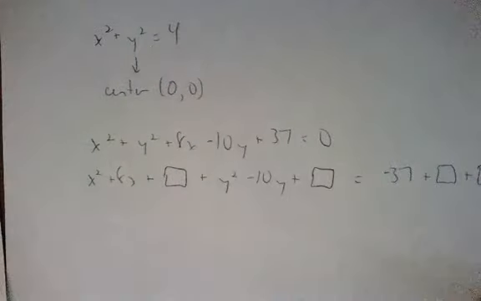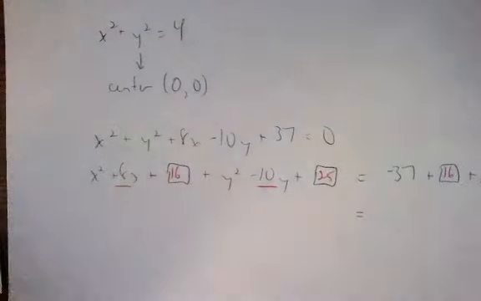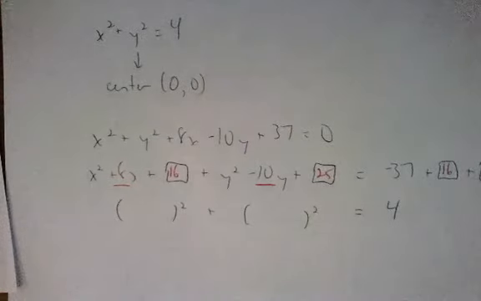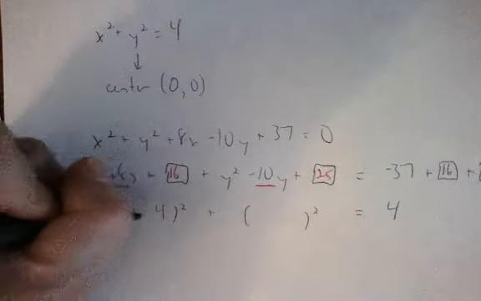Positive 37 moves to the other side, becomes a negative 37. 2 boxes were opened on the left, keeping it balanced. 2 boxes need to be opened on the right. Completing the square on the 8. Cut the 8 in half, 4, multiply by itself. 4 times 4 is 16. Put 16 in each box. The negative 10, cut in half, is negative 5. Negative 5 times itself is 25. There's my equal sign. Standard form of a circle. When I take negative 37 and add 16 and 25, I end up with 4.